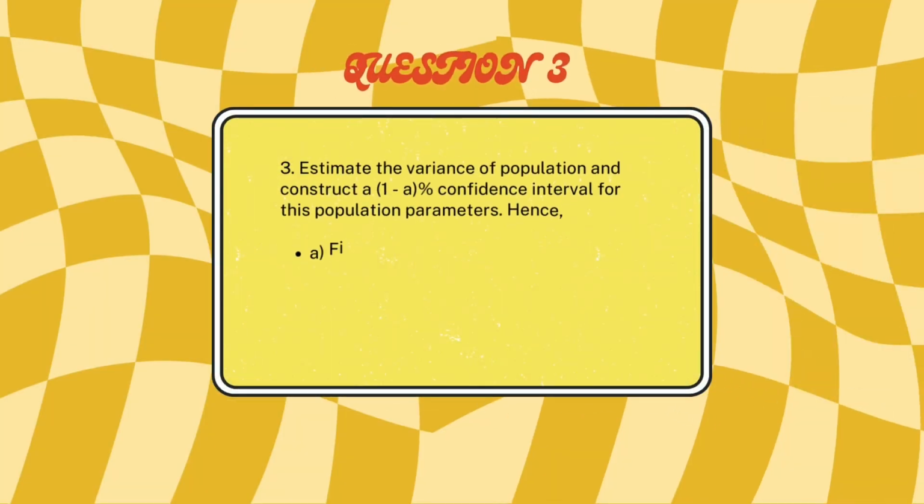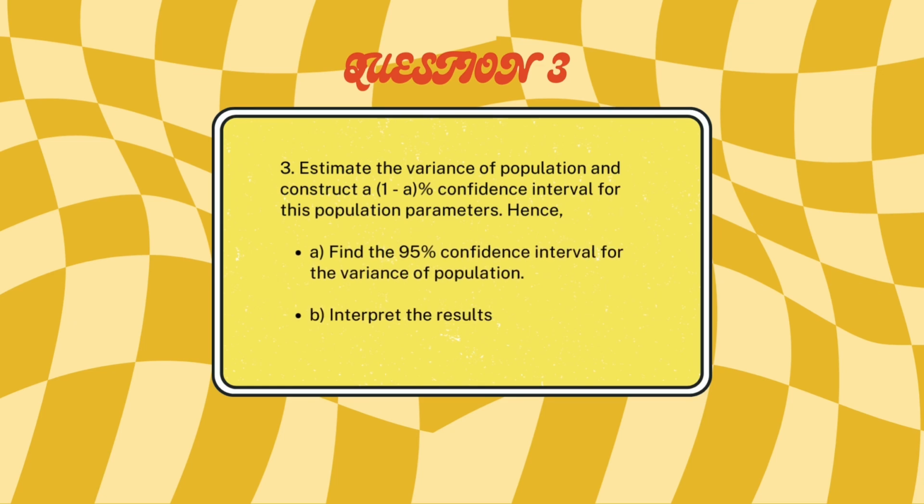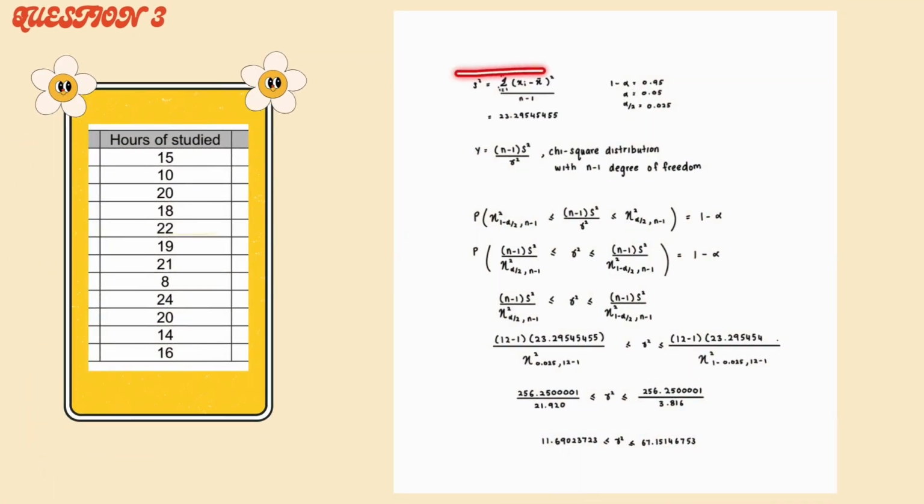For question 3, we need to estimate the variance of a population and construct a confidence interval for these population parameters. A. Find a 95% confidence interval for the variance of a population, and B. Interpret the results. Using the calculator or the formula, we can get the s squared. To solve this, we need to use the chi-squared distribution with n-1 degrees of freedom. Simplify until you get the variance as the subject. Substitute n and s squared in the equation. Find this using the chi-squared distribution table. And then you will get the answer.